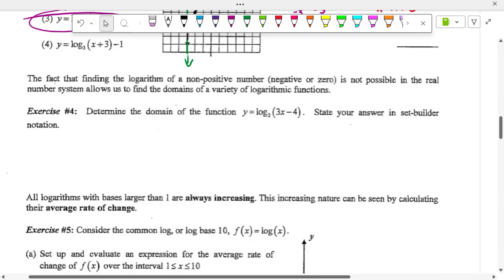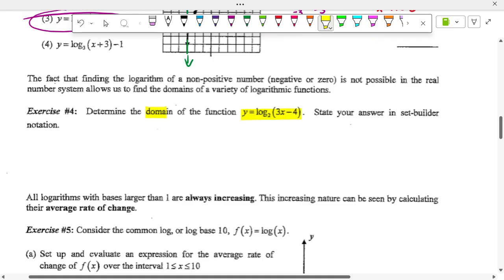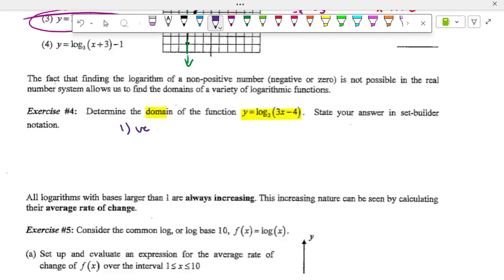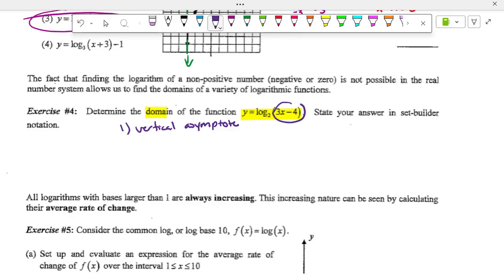So, for example 4, finding the vertical asymptote helps us find the domain. So, if we want to find the domain of this function right here, what do you think I'm going to do first? So, the first thing I'm going to do is find the vertical asymptote. What did I just say you do to find it? Take whatever's in the parentheses, set it equal to 0. So this would be 3x minus 4 is equal to 0.